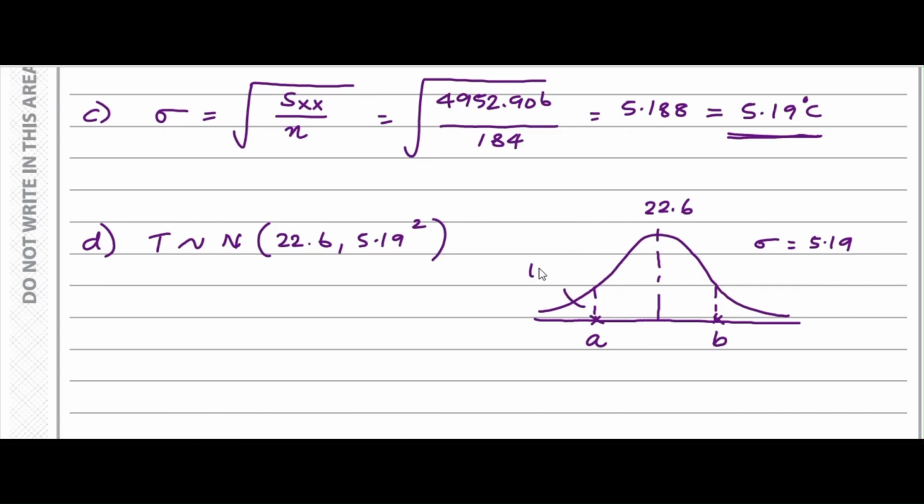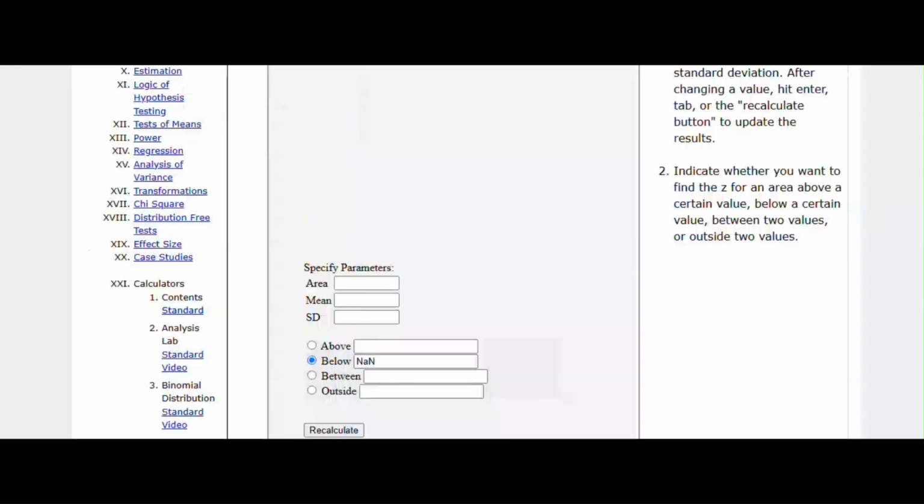So this must be 10% and this is the top end 10%. What we need to do now is find the values of A and B and find the difference between them, and that will be the required interpercentile range. So let's now go to the inverse normal distribution calculator and put these values. For area, let's put 0.10, mean is 22.6, and standard deviation is 5.19, and below this is 15.9487.